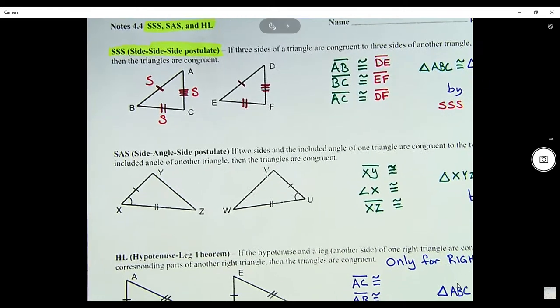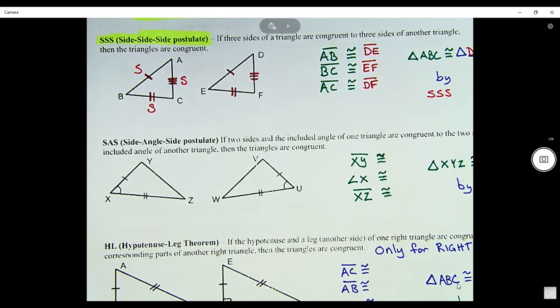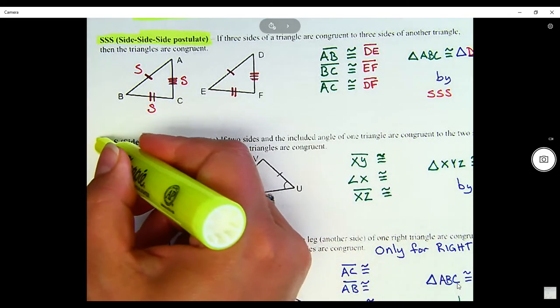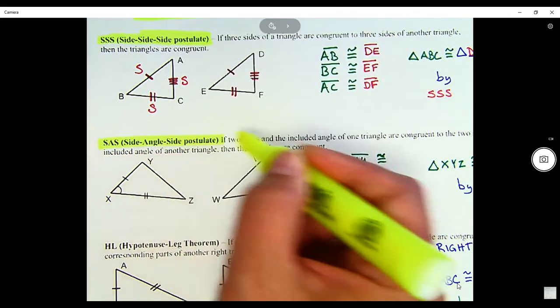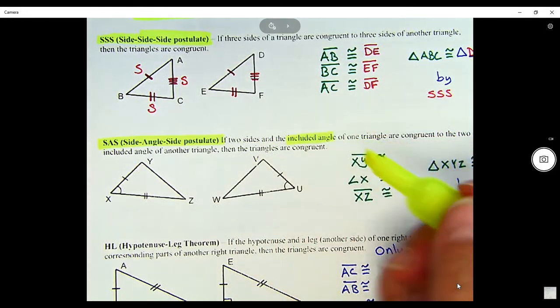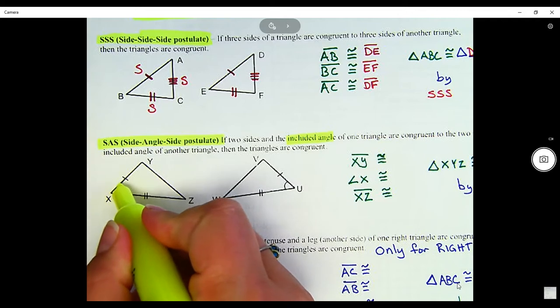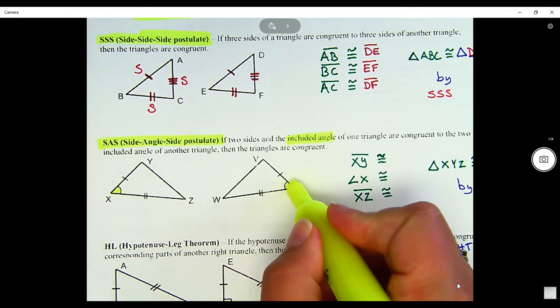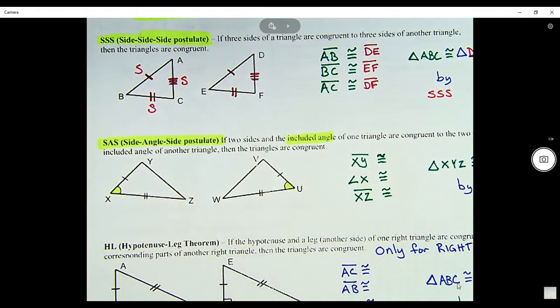All right, let's look at the next method. This method is called side angle side, and it says if two sides and the included angle of one triangle are congruent to the two sides and the included angle of another triangle, then the two triangles are congruent. The word included just means that the angle has to be between the two sides that you know.